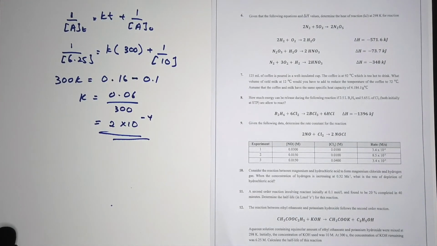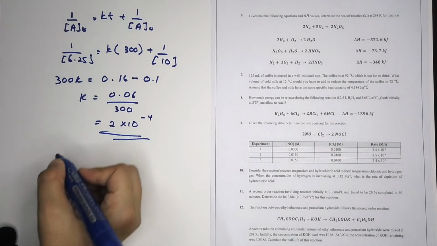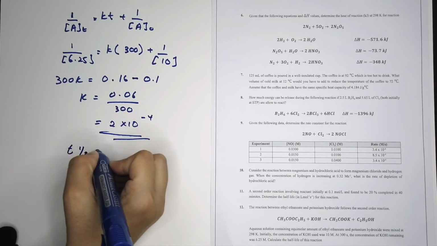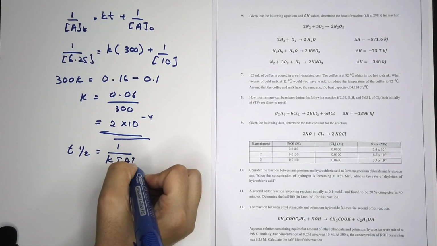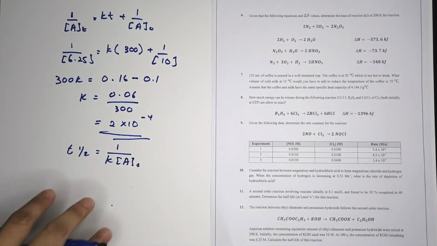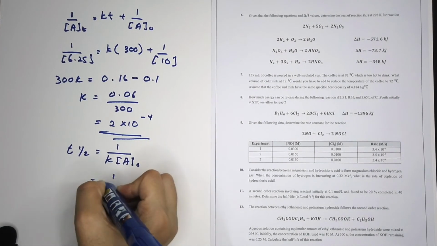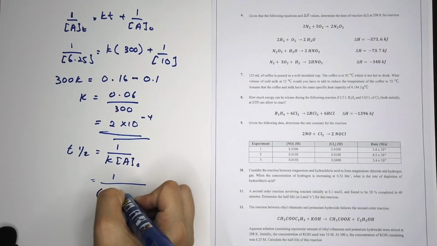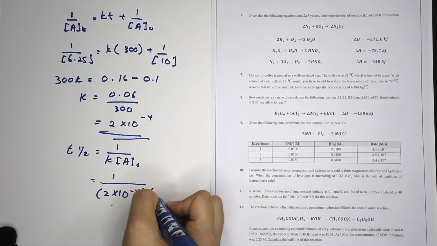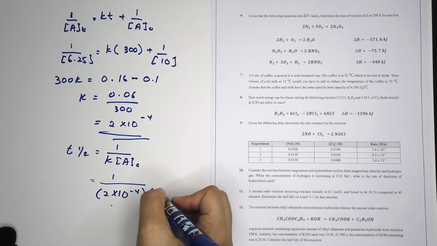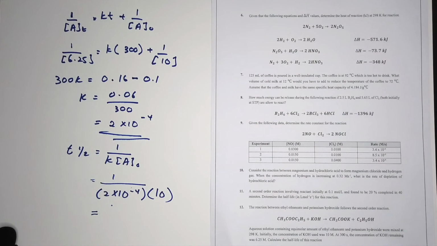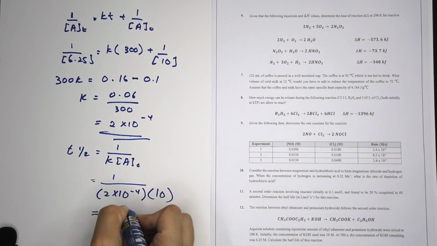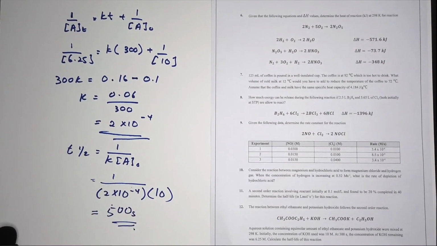Then you were asked to calculate the half-life. The half-life for a second order reaction is equivalent to 1 over k times initial concentration. You already know the value of k, so 1 over 2 times 10 to the power of negative 4, and the initial concentration is 10. So the final answer for the half-life is 500 seconds.